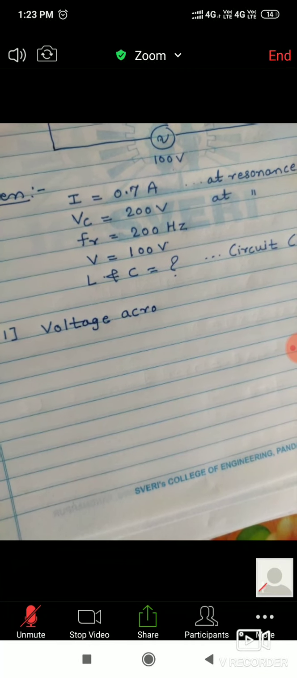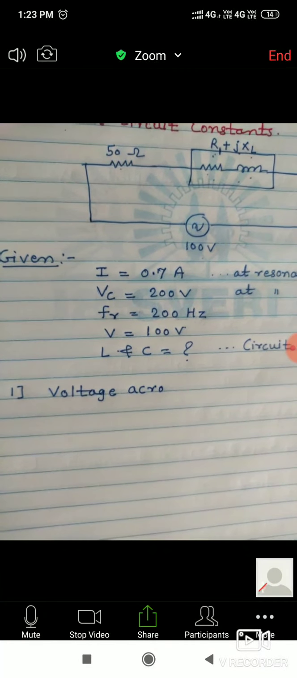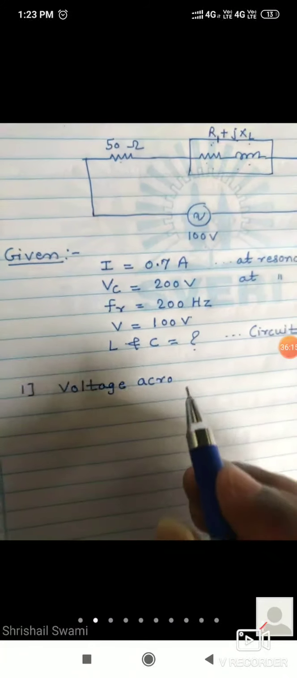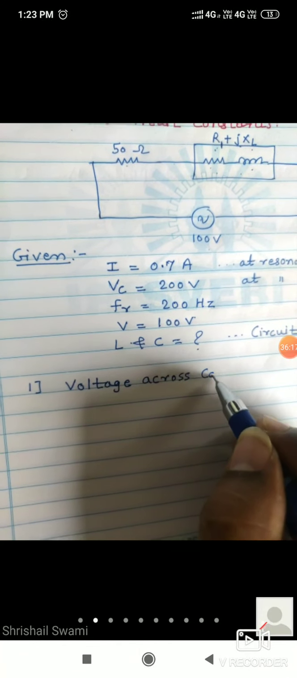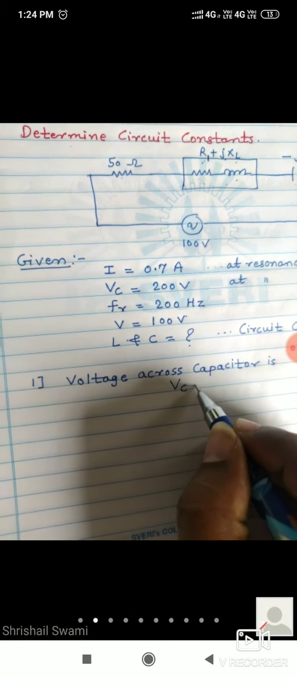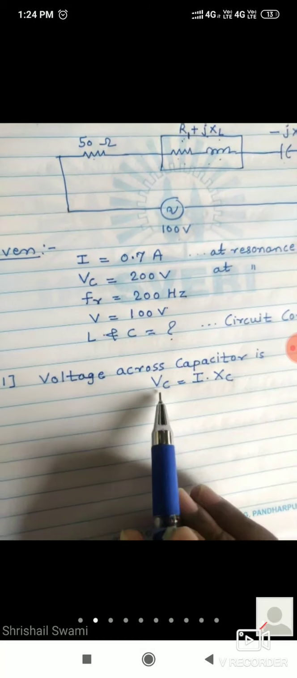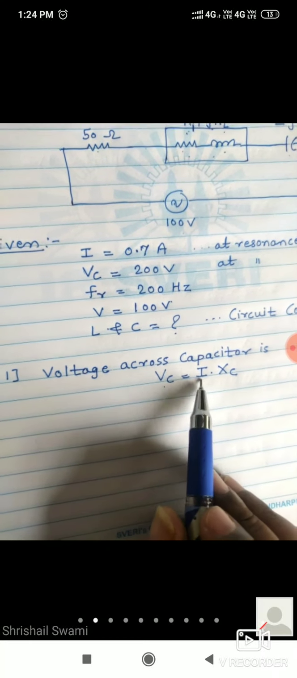How to find out? Anyone? See here, voltage across capacitor is given. With the help of that, we can find out the value of C. Voltage across capacitor VC is equal to I into XC, according to Ohm's law.